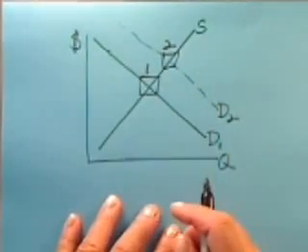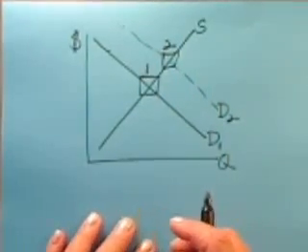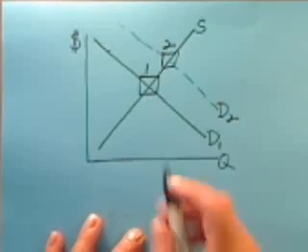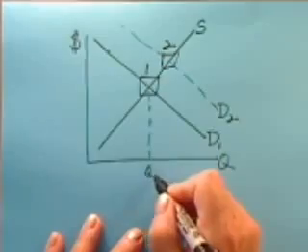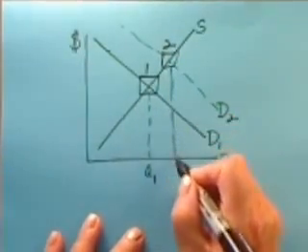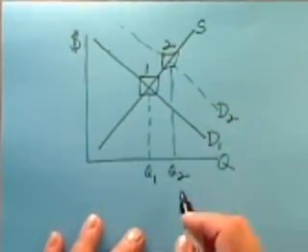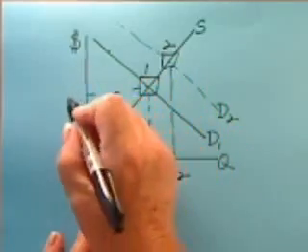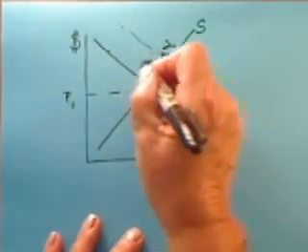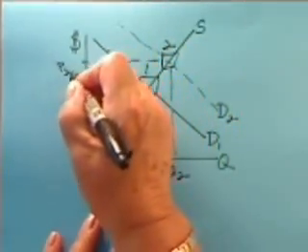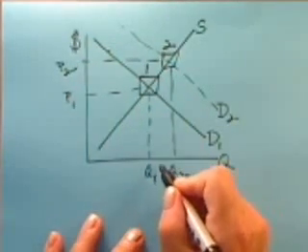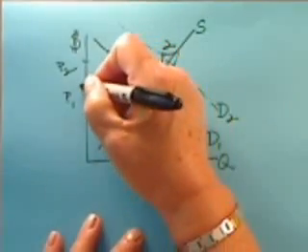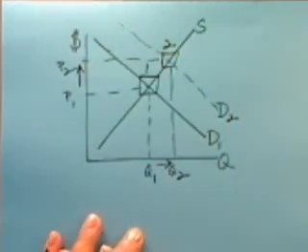This is demand 2. In order to figure out what's happening to equilibrium quantity and price, you could extend quantity 1 like this and extend quantity 2 like this, and the same with the price. First price, second price. That makes it easier to see that in this example, the quantity is increasing as the price increases.